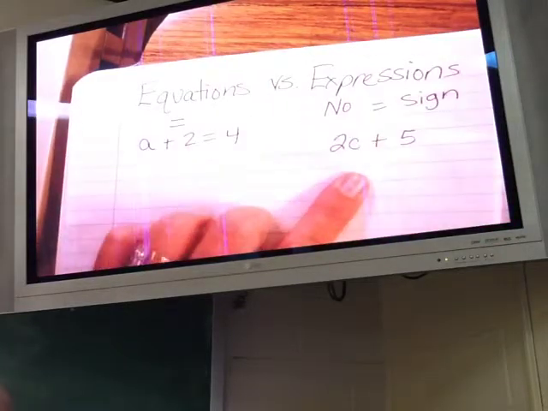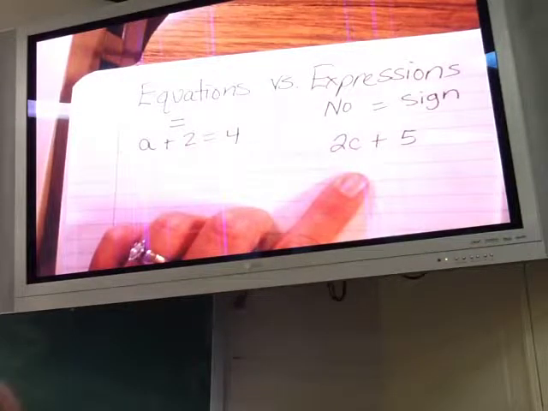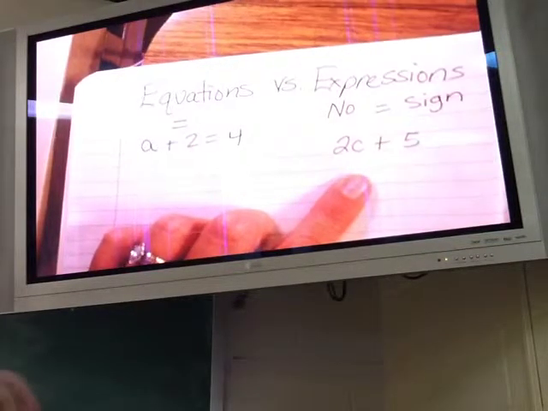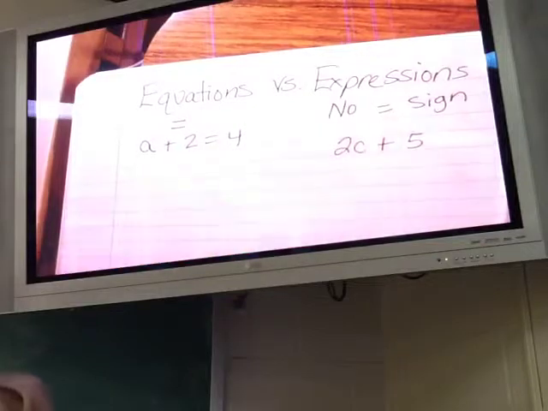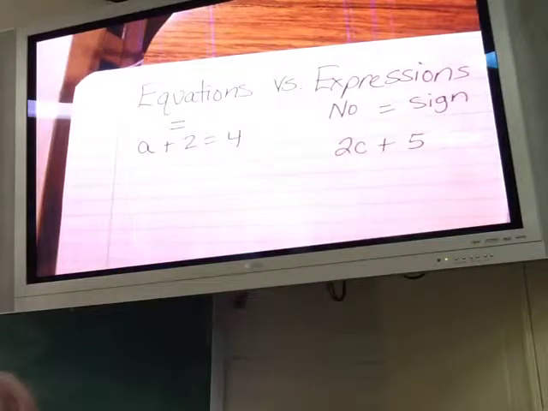There's no equal sign. It's just an expression. X plus y. Something that does not have an equal sign is called an expression, okay? Now let's go back to that word "than" that we had in the beginning.